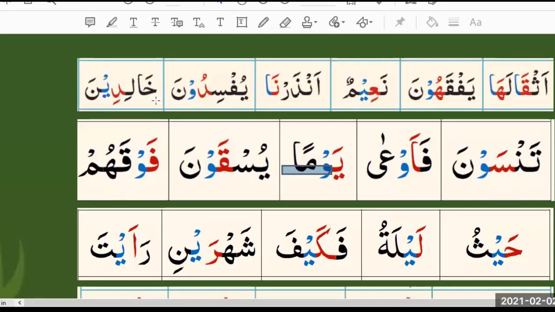Khalidina. Yes, again. Khalidina. If there is a Dhamma on the top of Dal and next is Vau Madha, then you can say Khaliduna. But this is Kasra and next is Ya with sukun. Khalidina. Khalidina. Okay.